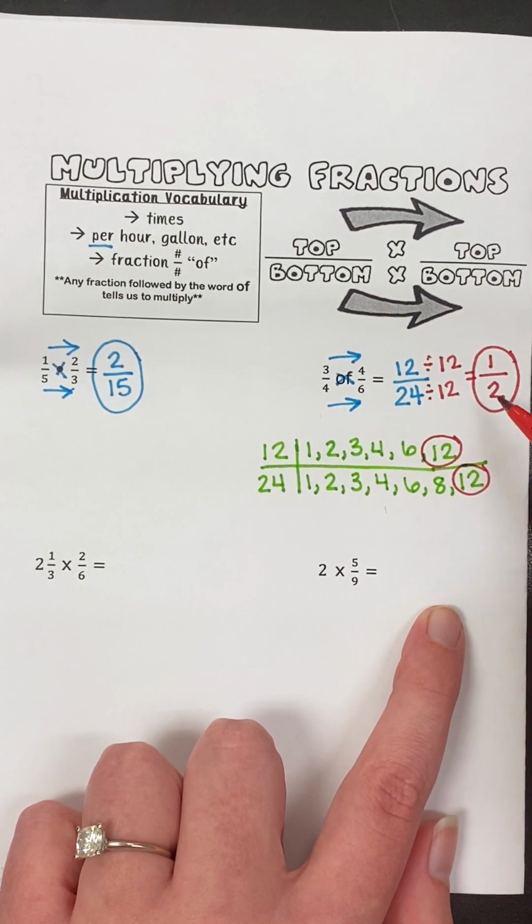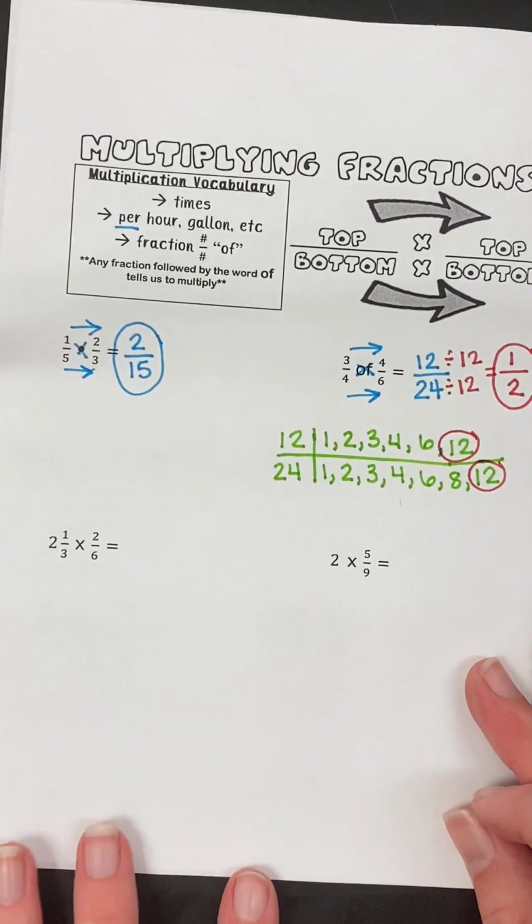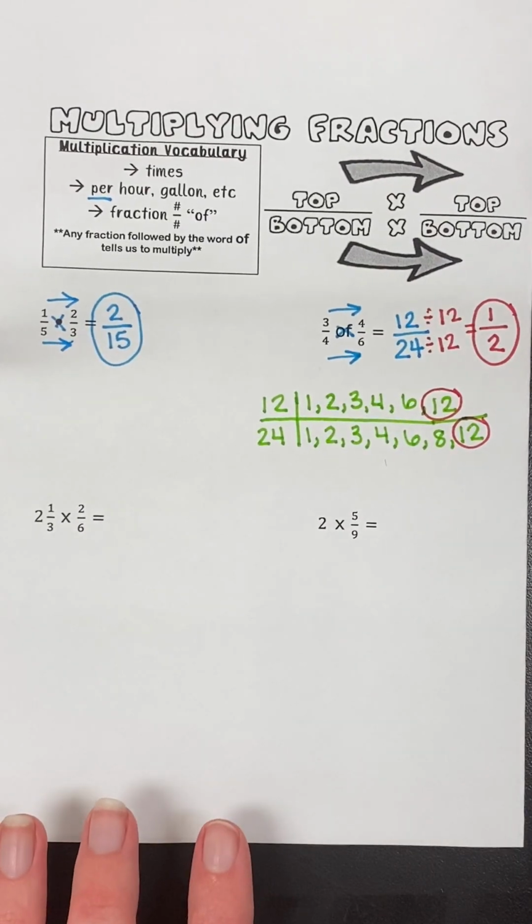If you had a multiple choice question and you got 12 over 24, this would not be an answer choice. 1/2 would be. You always have to simplify with fractions. All right, let's look at our next two.